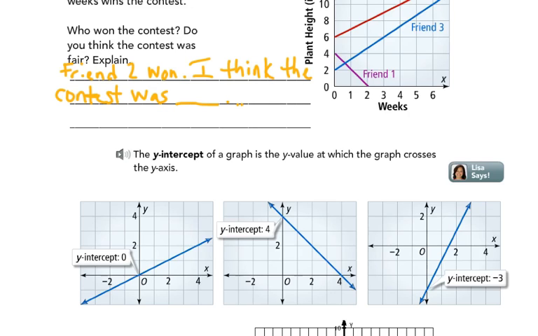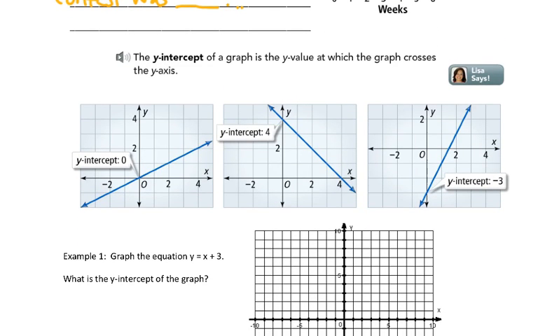So up in friend 2, this red one, the y-intercept was 6, which means the plant started at 6 inches tall. Friend 1, who had the plant that died, his or her plant started at 4 inches tall. And then friend 3, his plant started at 2 inches tall. So the y-intercept of the graph is the y value at which the graph crosses the y-axis. So we can see here that the y-intercept is 0, here the y-intercept is 4, and here the y-intercept is -3.